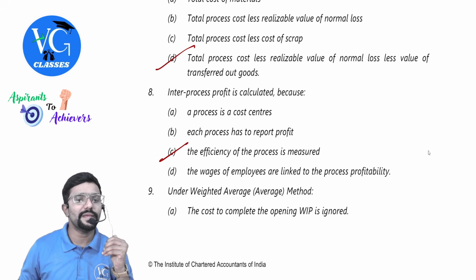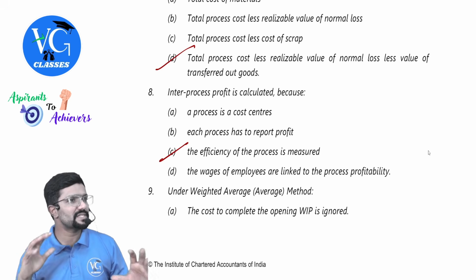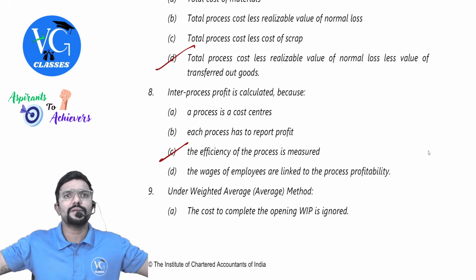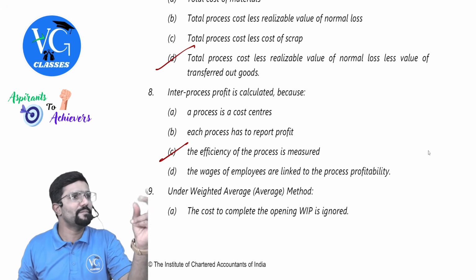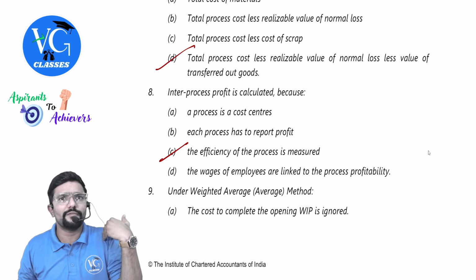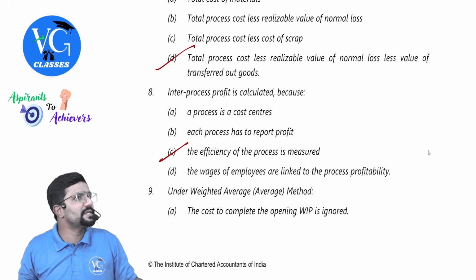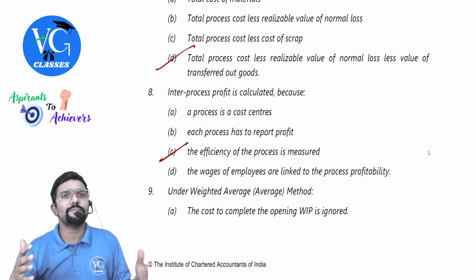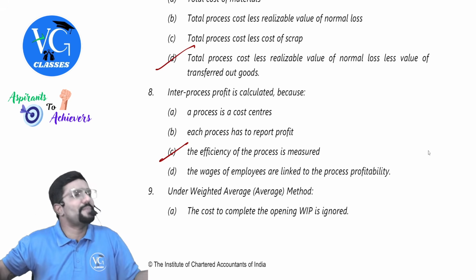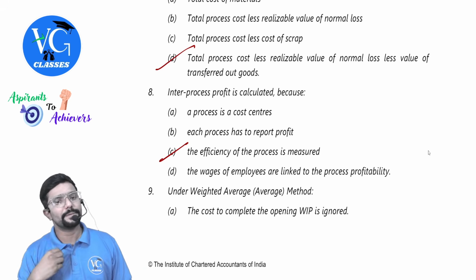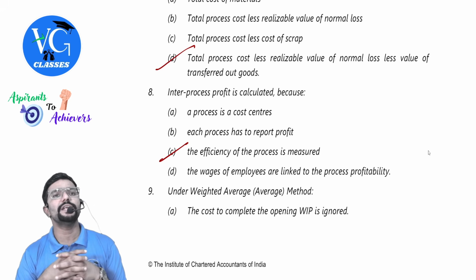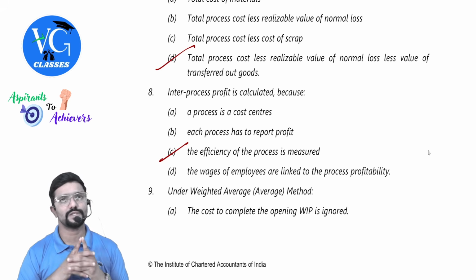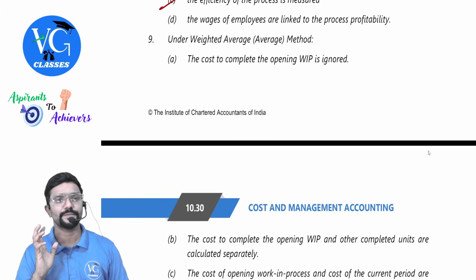C. See, if you ask me, even D can be correct. But the most appropriate is C. Because sometimes companies do that. For each process, whatever the number of employees, if you perform better and help it earn more profit, we will give you a bonus, we will give you incentives. They try to motivate the employees by saying this. Clear? So in that case, the employees in each process perform better. But the main agenda of inter-process profit is to measure the efficiency or productivity of each process. That is the main purpose.